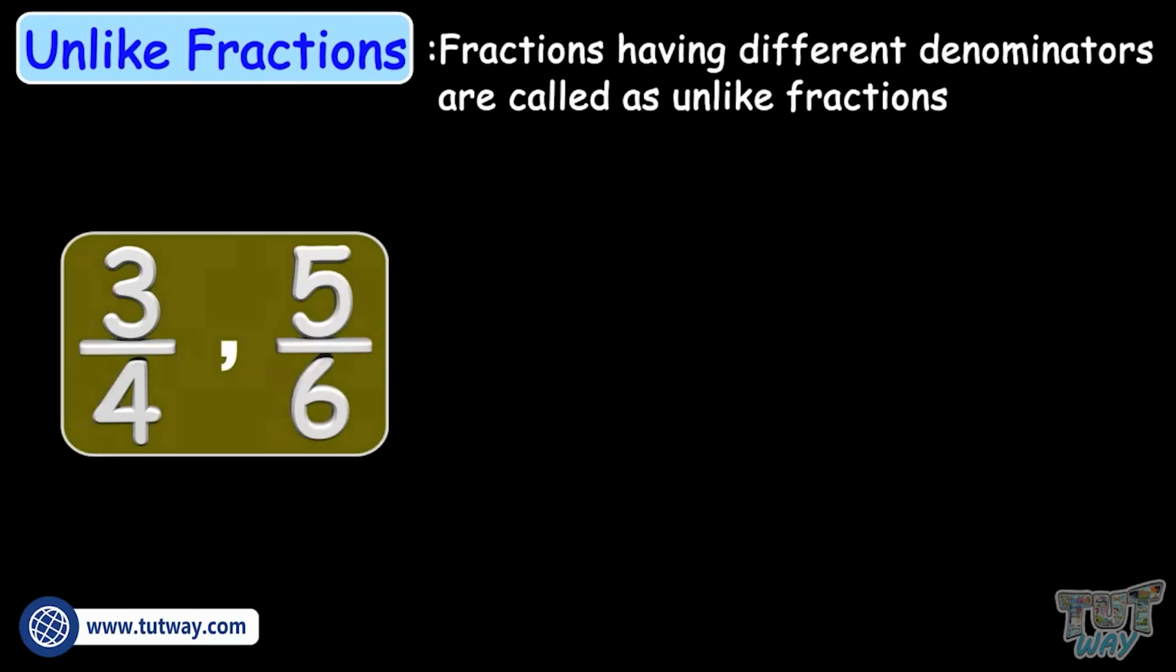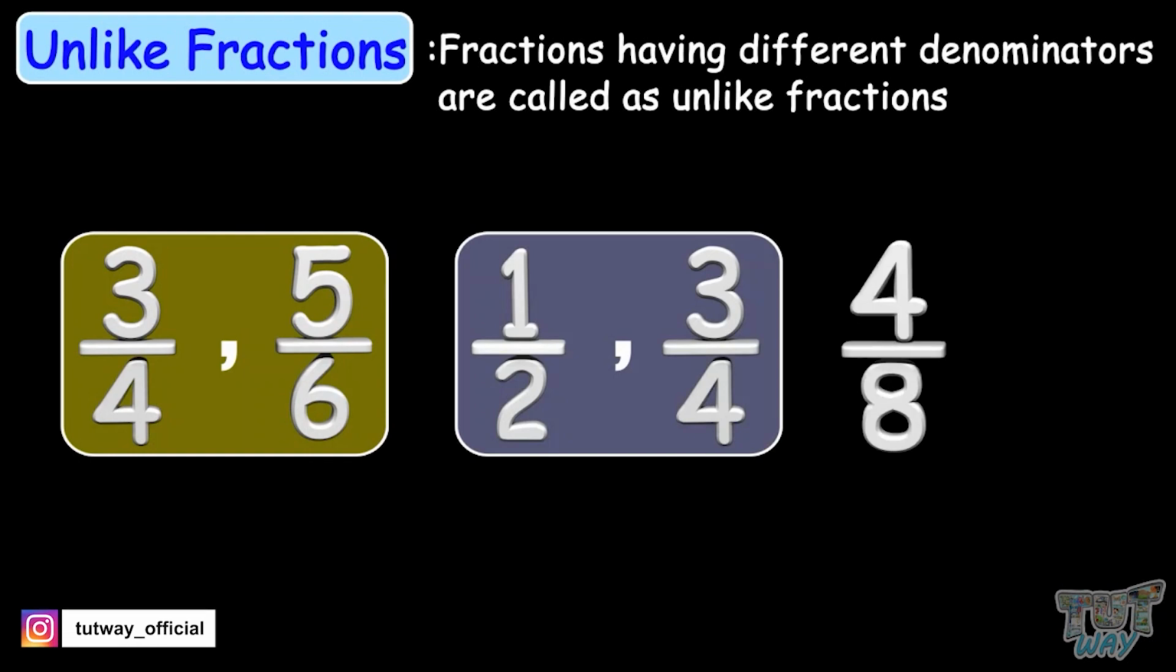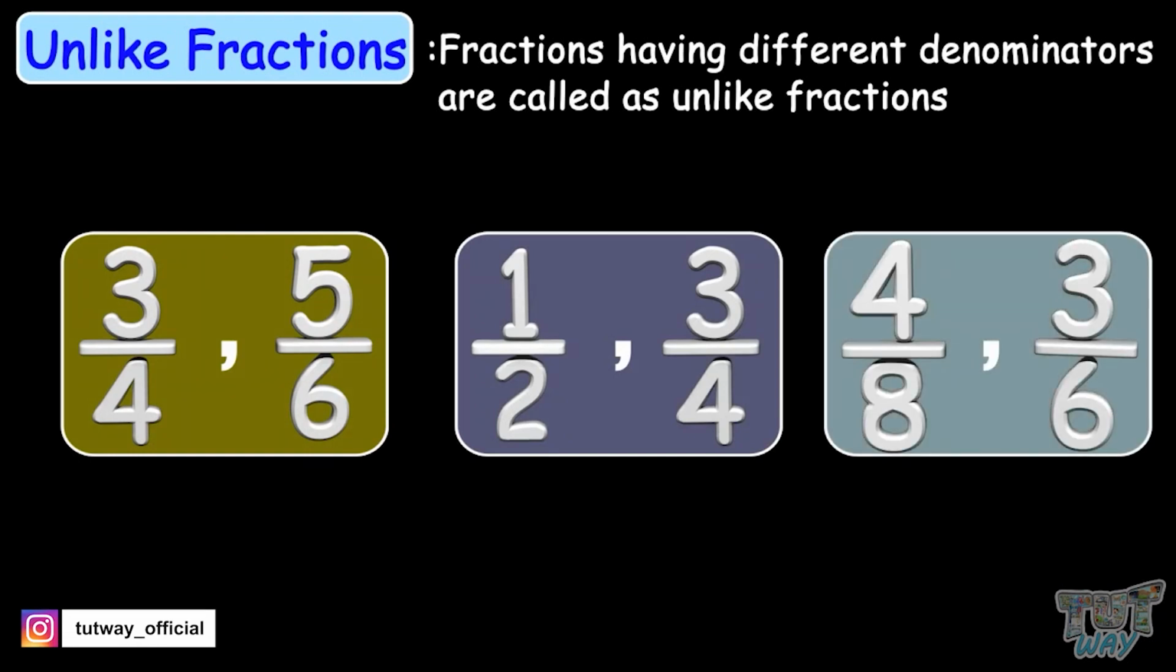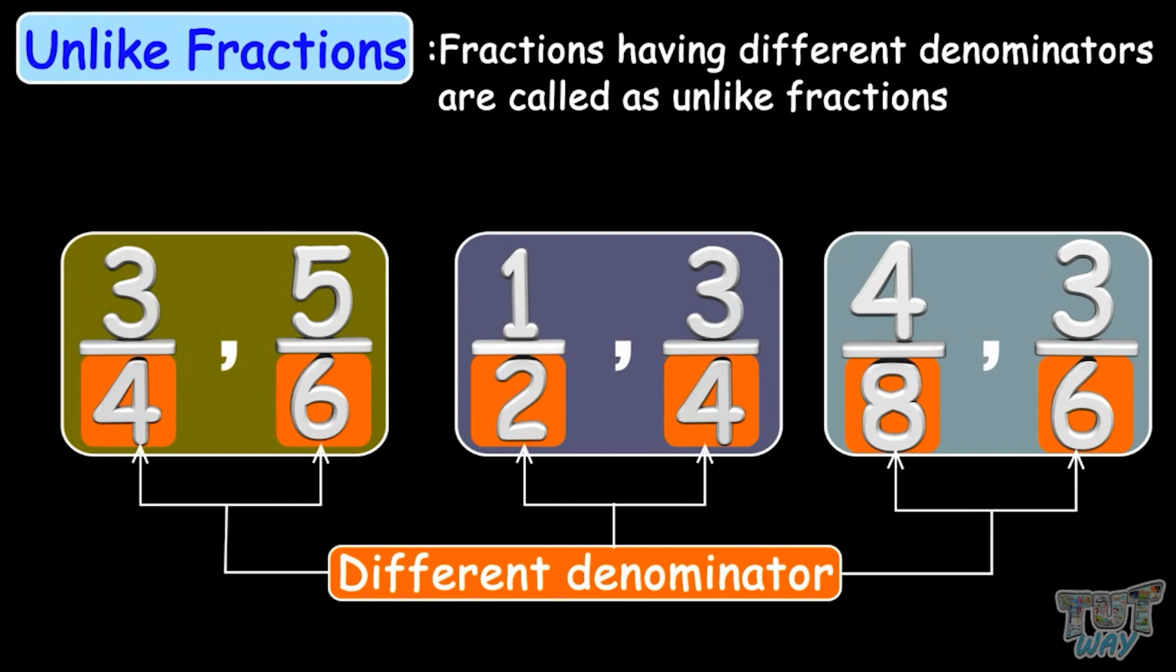Now we will see comparing unlike fractions. Fractions having different denominators are called unlike fractions. 3 by 4 and 5 by 6, 1 by 2 and 3 by 4, 4 by 8 and 3 by 6. These are examples of pairs of unlike fractions because they have different denominators. Now let's see how we can compare them.